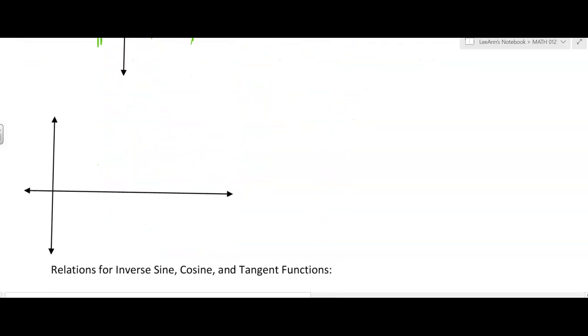All right, now for cosine, let's do a quick review of cosine. Here's 2 pi, pi over 2, 3 pi over 2, going up to 1, down to -1. And remember, it starts at 0, 1, and then it goes down, down, down, up, and up. Anyway, that's the cosine curve.